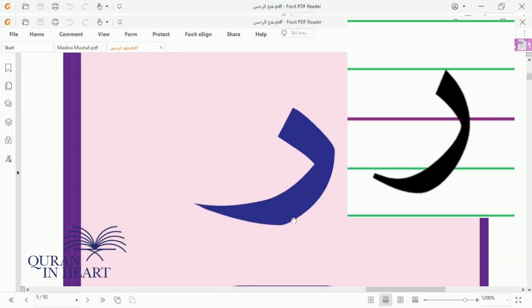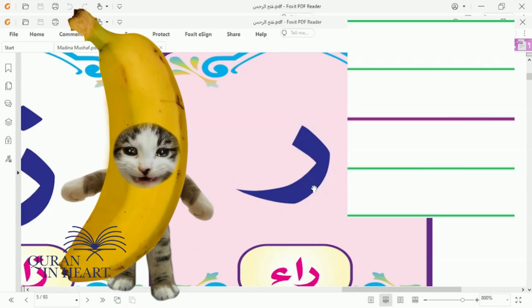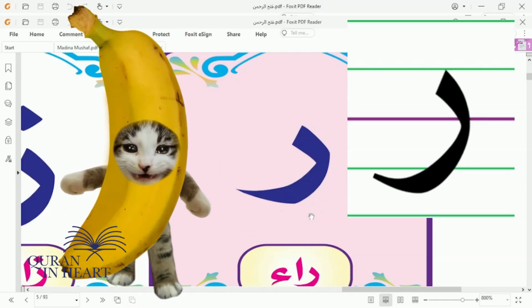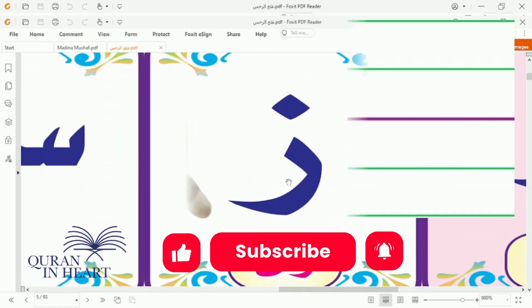Ra is curvy, or you can say it is like a banana, but this banana is really weird because it is a blue banana. This crazy imagination helps you remember the letter easily. Let us move on.